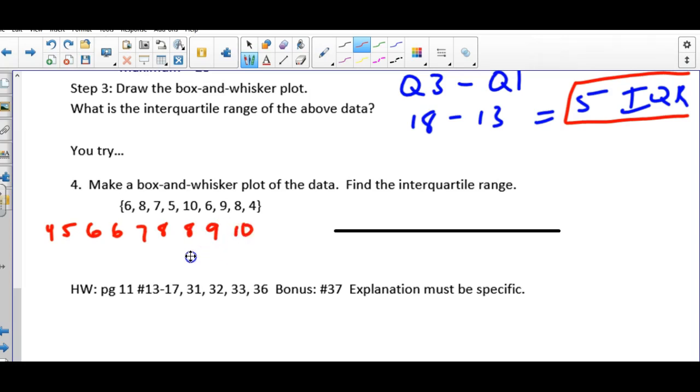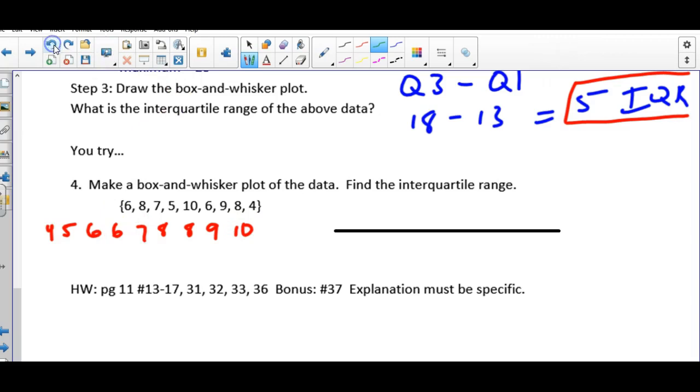Now let's find the middle. How many items are in this set? 1, 2, 3, 4, 5, 6, 7, 8, 9. It's 9 items, which means we have one middle right here, 7. So 7 is the median. Here's my lower value, my minimum, and here's my maximum. Now we just got to find our first quartile and our last quartile.